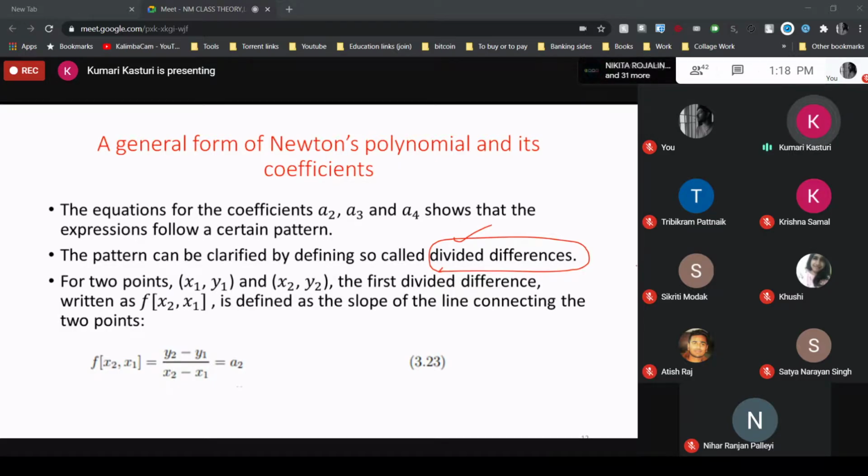Am I clear up to this one, or does anyone have any doubt? You can ask me. Are all of you clear up to this one? Yes or no? Please tell me.